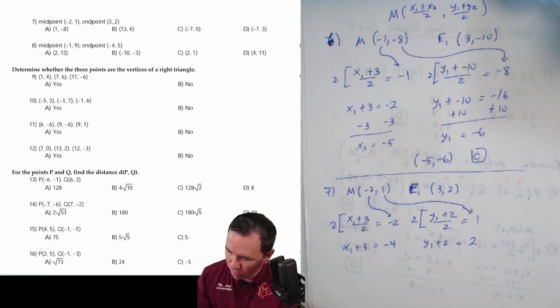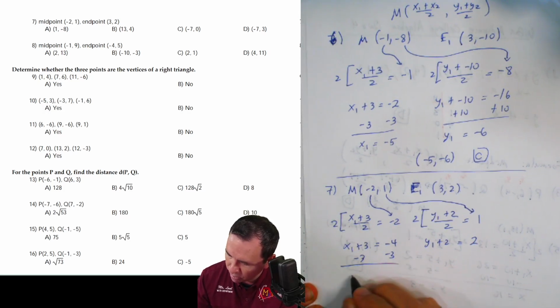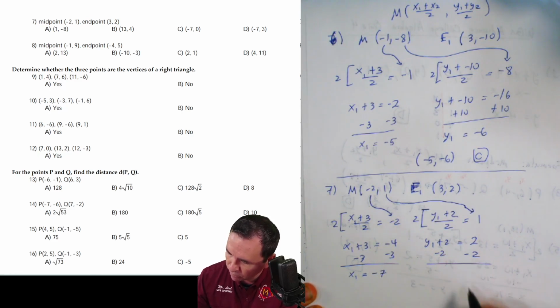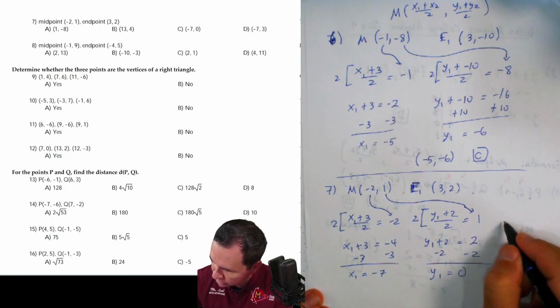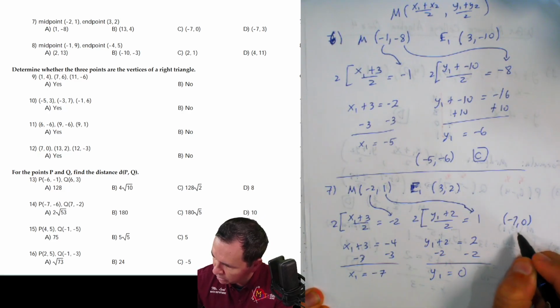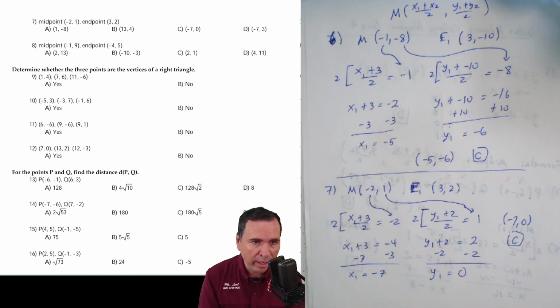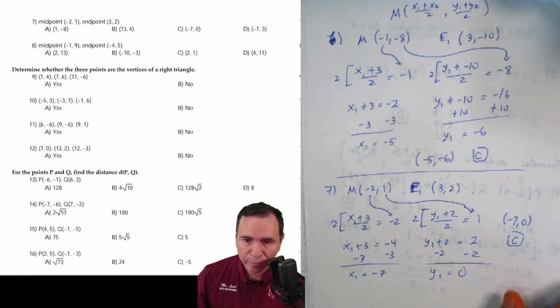Then we gotta counter it. If we're adding 3, we're gonna subtract 3. We gotta get rid of it. Okay, we're gonna counter this one by subtracting 2 as well. So y1 is equal to 0, okay? That means your final answer is -7, 0, or letter C. Letter C. All right, guys, so you get to do number 8. Let's go to number 9 now.